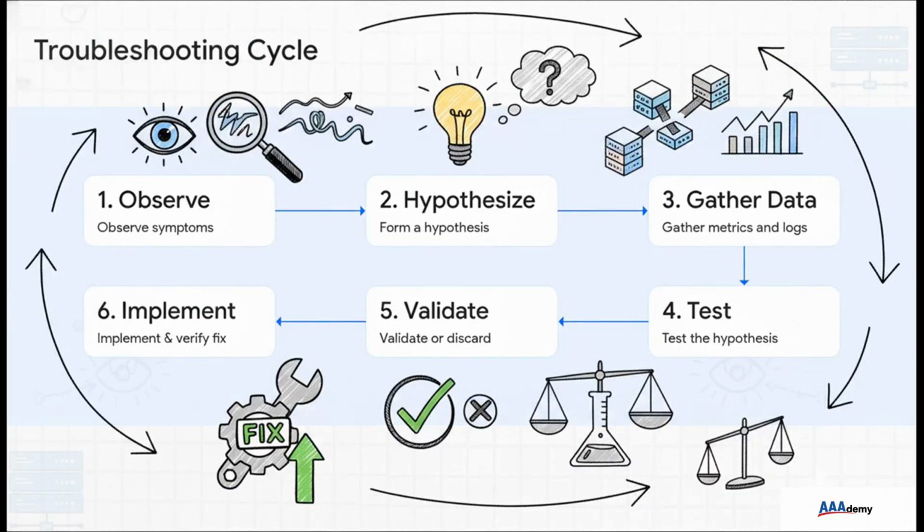It's a 6-step loop, and it's brilliant in its simplicity. You see the symptoms. You make an educated guess, your hypothesis. Then, and this is key, you go gather data to see if you're right. If the data backs you up, you roll out the fix. If not, no big deal. You just discard that theory, form a new one, and run the loop again. This is what separates the pros from the amateurs.